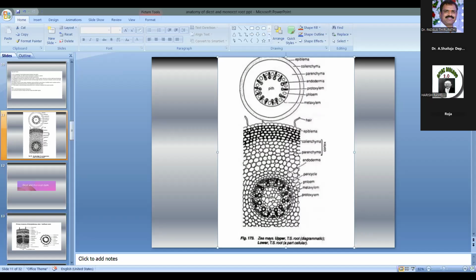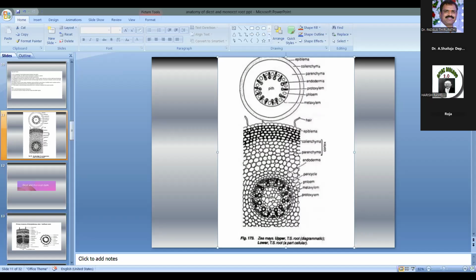Next, coming to the reproductive roots, sometimes roots produce adventitious buds, which help in propagation, as in many species of Agave, Asiasarum and Murraya. These are examples for reproductive roots.